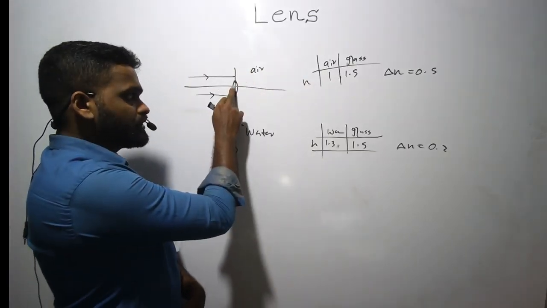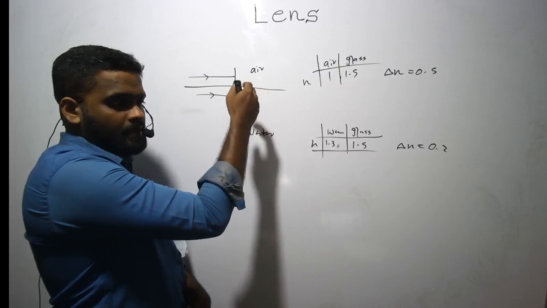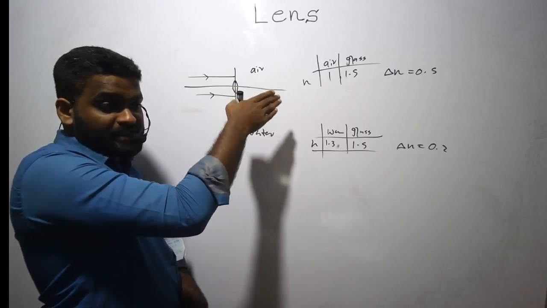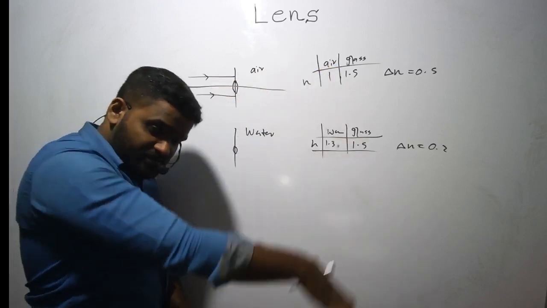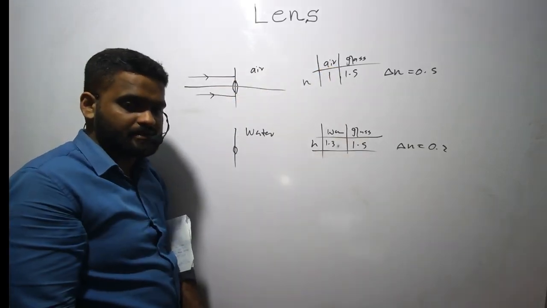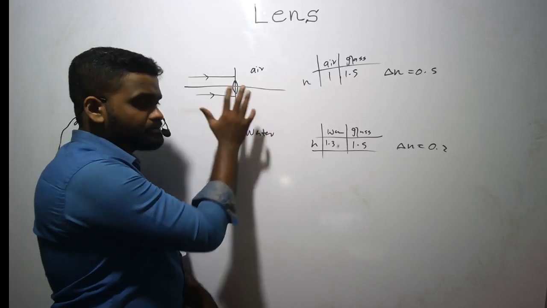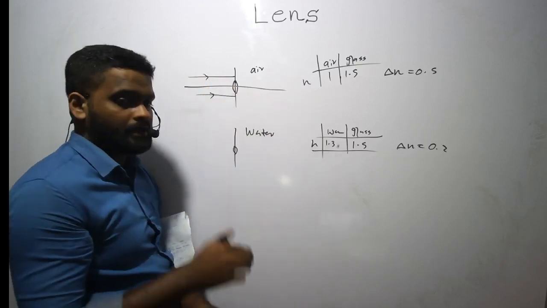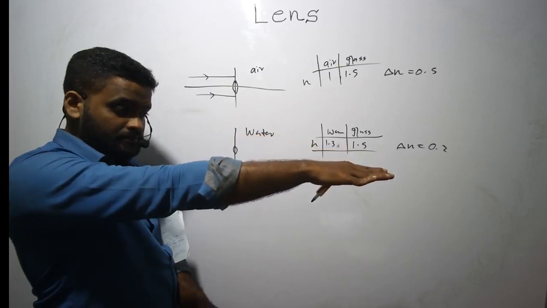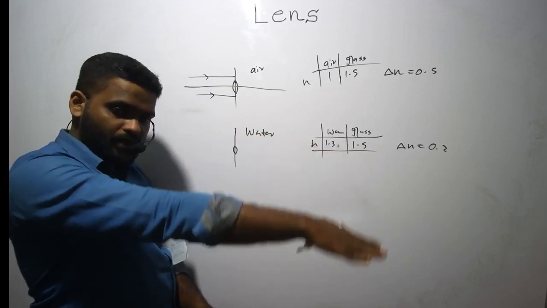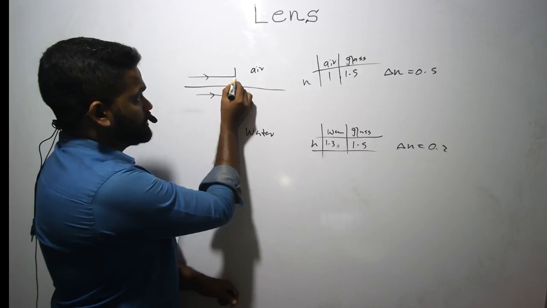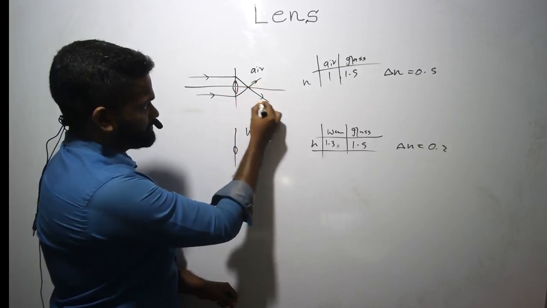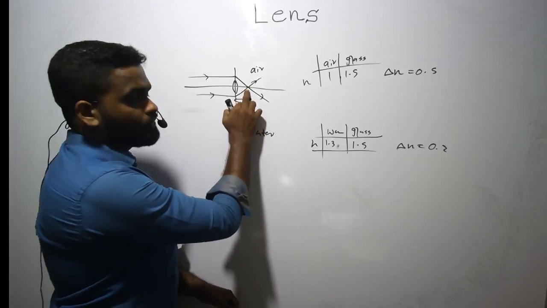So compared to glass, air is a very rare medium, right? So in that case, the rays bend too much. Understand? Because the difference between those mediums is large, it deviates way more in this case, like this. It bends like this, right? So here the focal length is this much.